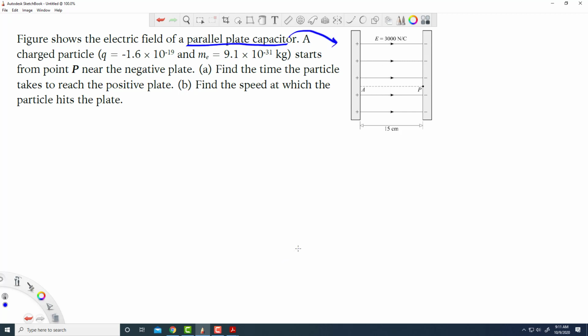So the question tells us that, let's say you place a charge near the negative plate, point P. So you put a charge here, and it starts from that point and it will move towards the positive charge. We know this is negative, so it would be attracted by the positive plate, because unlike charges attract. So this negative charge moves towards the positive plate.